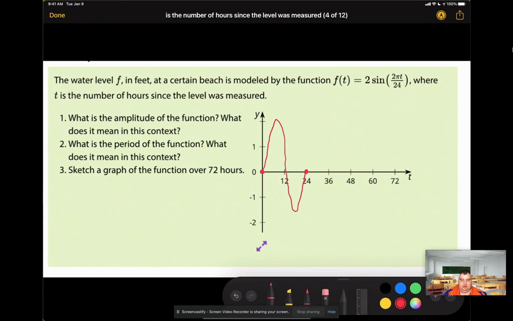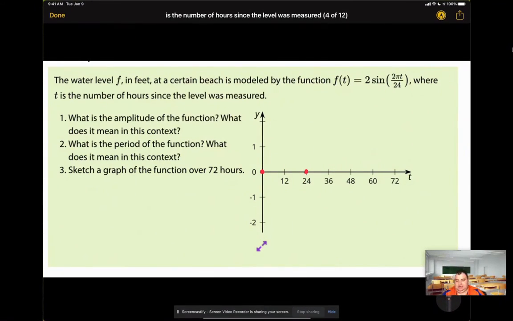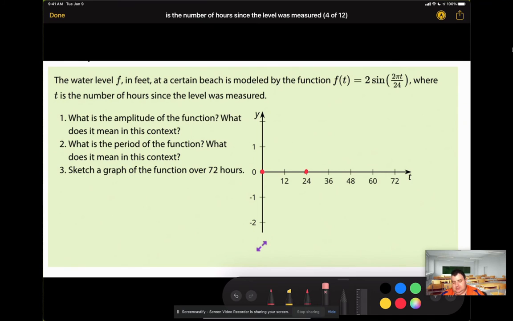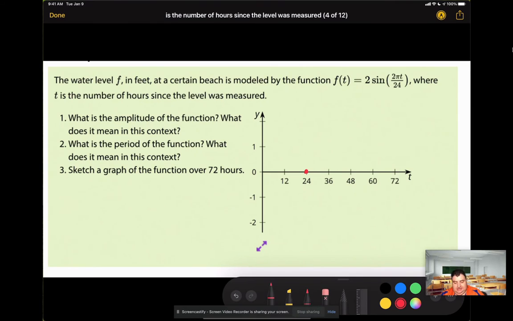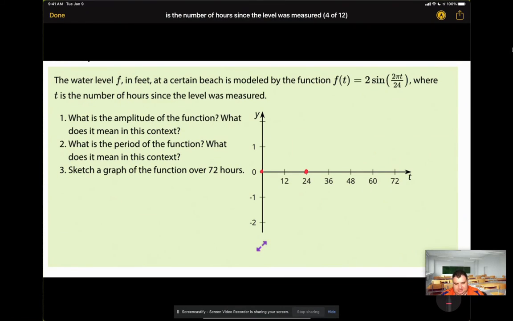And I actually did a very poor job of drawing this. So let me draw it again. So it's going to start at the average, at 0 in this case, and it's going to go up to my high tide of 2, then it's going to come down to a low tide of -2, and then back up to 0. And it does that cycle in 24 hours.